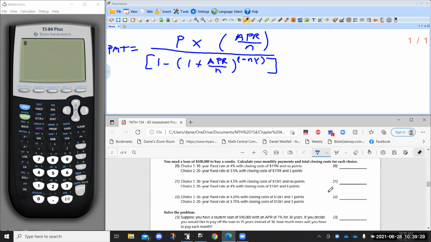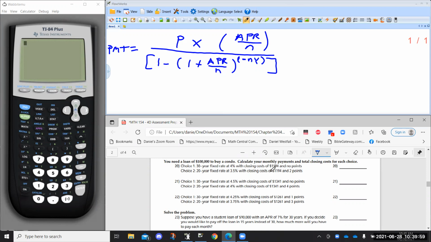Okay, you need a loan of $100,000 to buy a condo. Calculate your monthly payment and total closing costs. Okay, so closing costs are going to be based off of points here, given there.